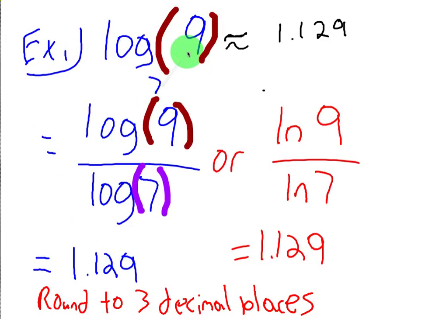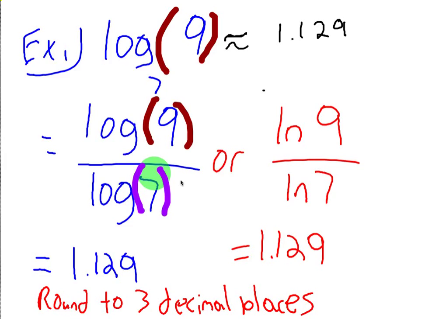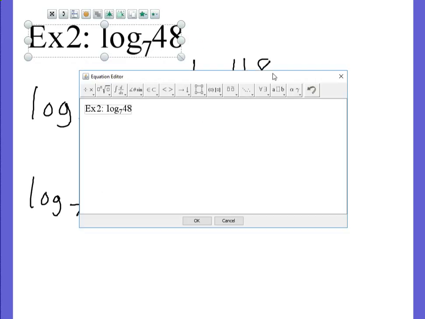7 to the first is 7. 7 squared is 49, so we know it's going to be between 1 and 2. Any questions about plugging that in? Log 9 over log of 7. 1.129. Again, you know it's got to be between 1 and 2. Round to 3 decimal places. All right, let's do another real quick. Log base 7 of 48.